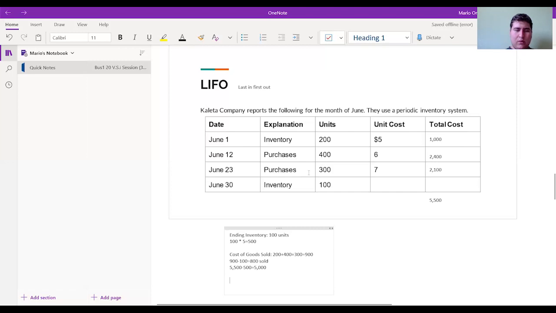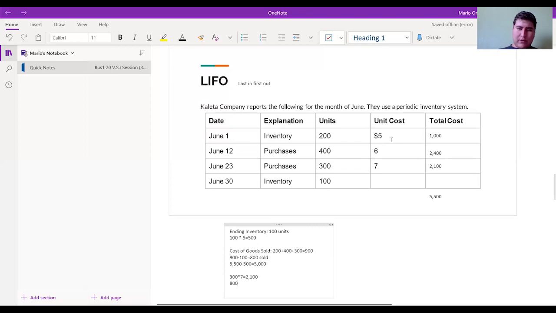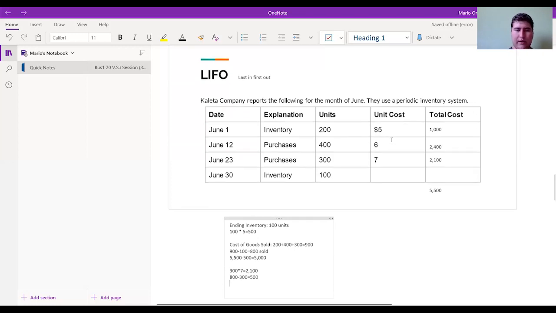So let's start with 800 units sold. Of those 800, we use the bottom layer first, which is 300 times the $7 cost. That will give us 2,100. Now we take 800 minus the 300. We have 500 units left that haven't been accounted for. And we move on to 400 units, multiplied by the 6, and we have 2,400 again.